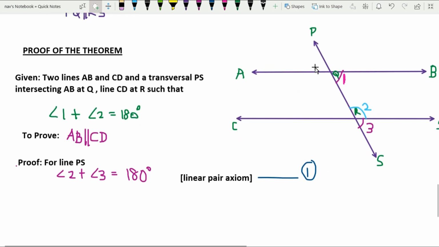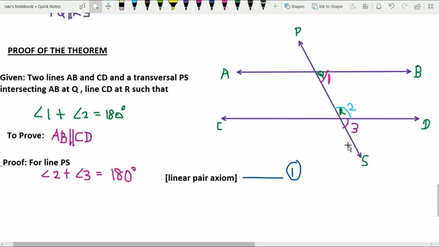So look at the line PS. For the line PS, angle 2 and angle 3 are adjacent angles formed on the line. So angle 2 plus angle 3 will be equal to 180 degrees. We will write that here. Angle 2 plus angle 3 equals 180 degrees. What's the reason? Linear pair axiom. We will denote it as equation 1.